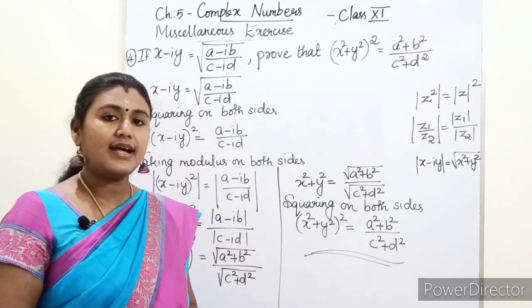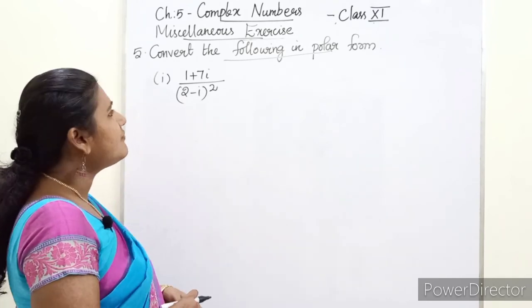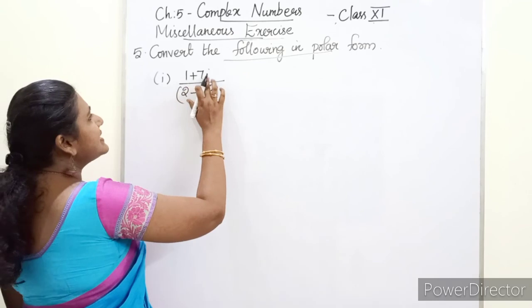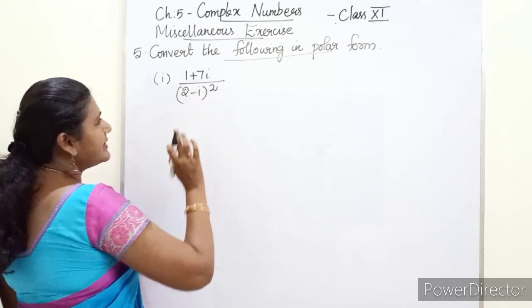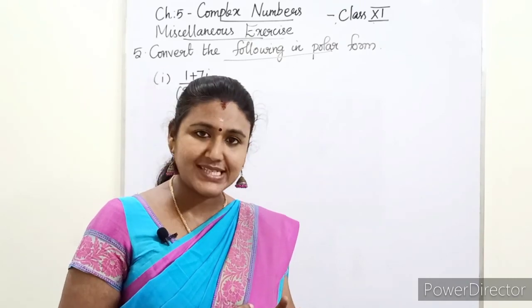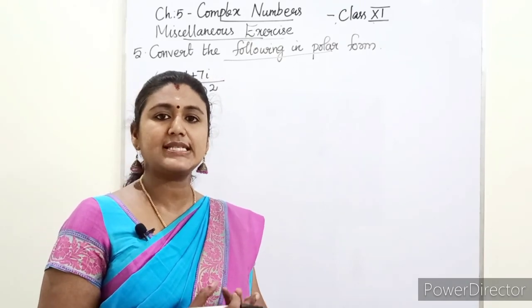Now we will see the fifth question. Question number 5, convert the following in polar form. The first question is 1 plus 7i by 2 minus i the whole square. So here in this question, first we have to simplify and express in standard form, that is a plus ib form.